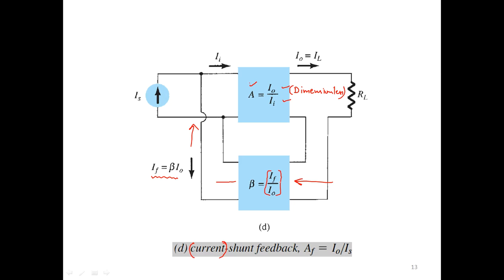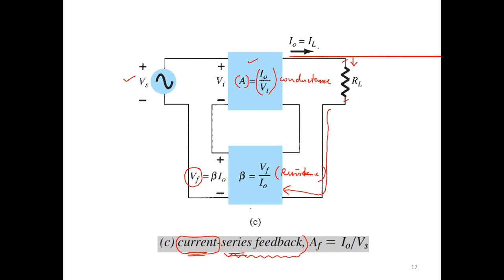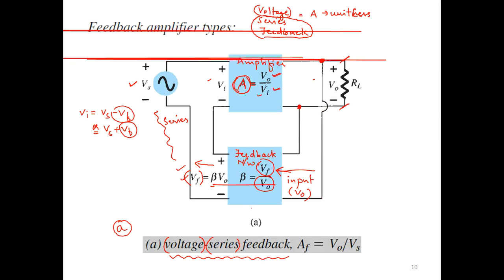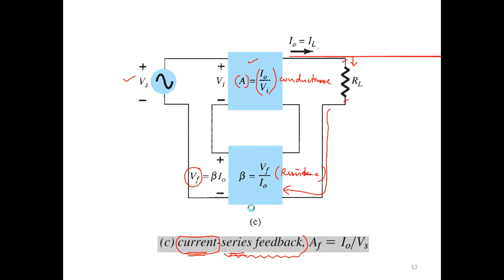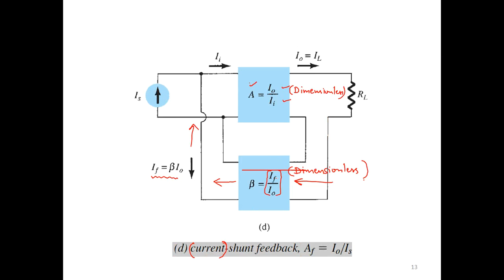Sorry, it's again IF upon I naught. So what about the unit here now? The unit is again dimensionless, right? Okay, so now just to summarize all the four of them. Here also it is again IF upon I naught, so it is output upon input.